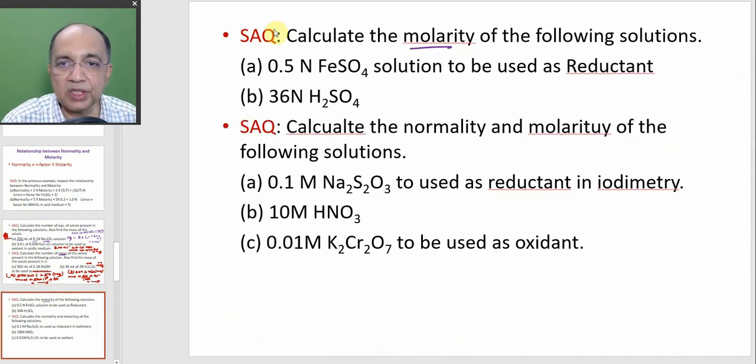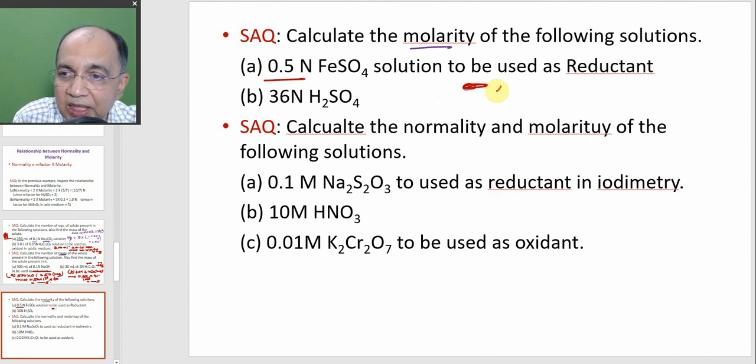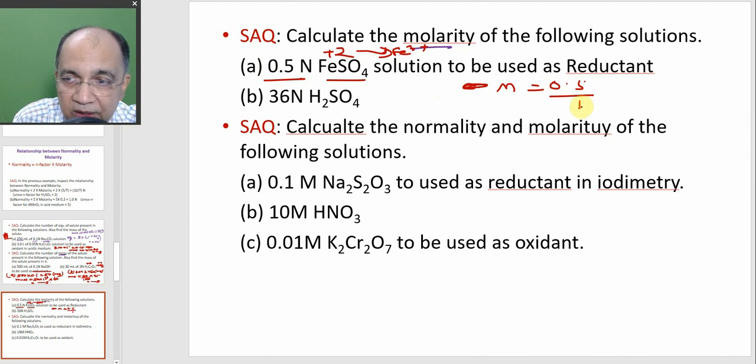So this is another self-assessment question. Calculate the molarity of the following solutions. 0.5 N. So first you find the normality. It is given 0.5. So simply the N factor is to be divided. So molarity is equal to 0.5 by 1. Because ferrous sulfate as a reductant, the change in oxidation number is 1. Plus 2 to ferric ion, this is plus 3. So change is 1, the N factor is 1.